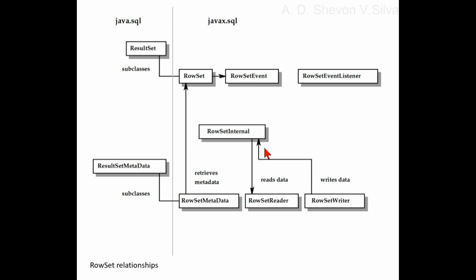Interface RowSetInternal, the interface that a RowSet object implements in order to present itself to a RowSetReader or RowSetWriter object. The RowSetInternal interface contains methods that let the reader or writer access and modify the internal state of the RowSet.